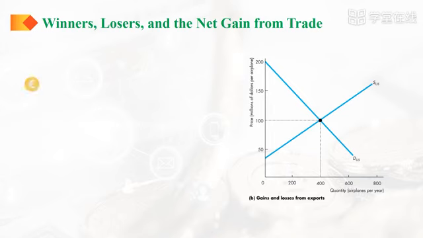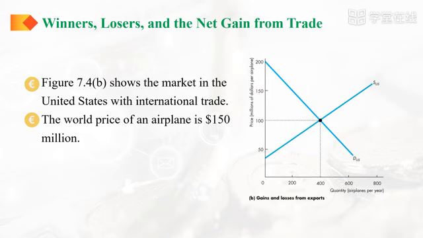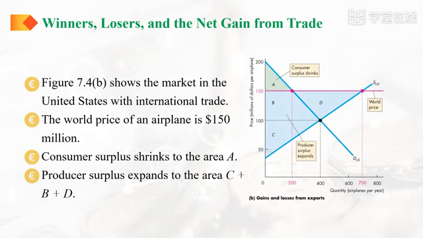Figure 7.4b shows how the consumer surplus and producer surplus change when the good is exported. The price rises to the world price, the quantity bought decreases to the quantity demanded at the world price, and the consumer surplus shrinks to the green area A. The quantity produced increases to the quantity supplied at the world price, and the producer surplus expands to the blue area B plus C plus D.